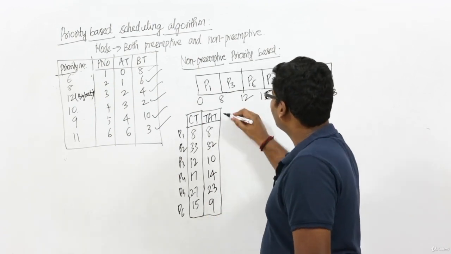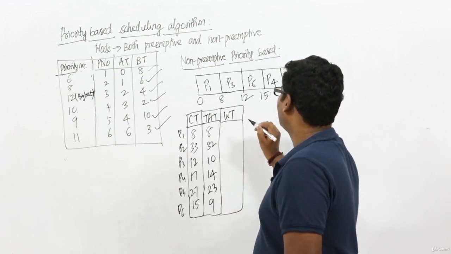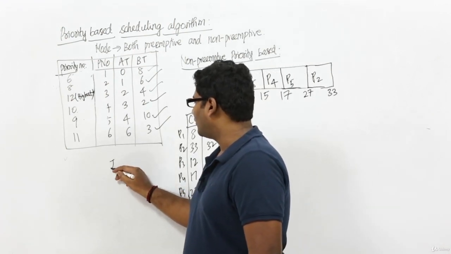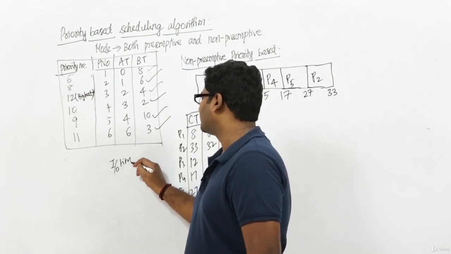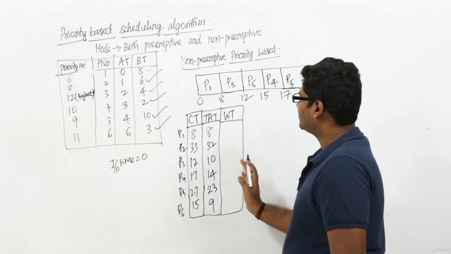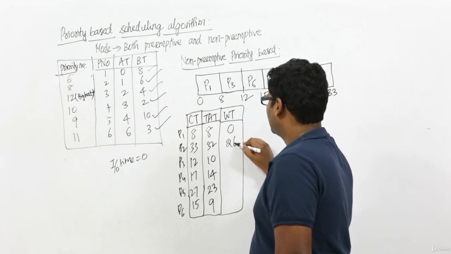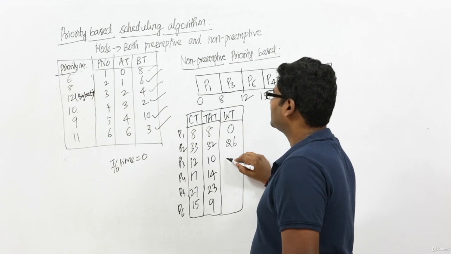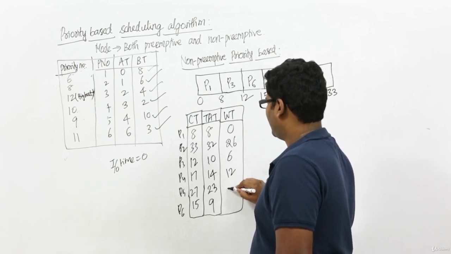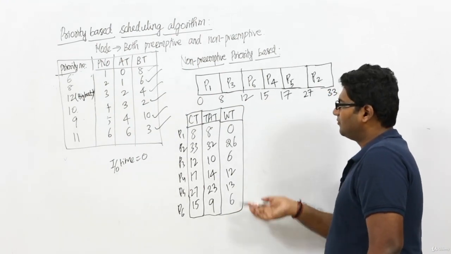Then we can compute the waiting time. As you all know, here also we assume that the IO time of all the processes equals 0, so waiting time equals turnaround time minus burst time. So 8 minus 8 is 0, 32 minus 6 is 26, 10 minus 4 is 6, 14 minus 2 is 12, 23 minus 10 is 13, 9 minus 3 is 6. Now we can calculate the average waiting time, right?